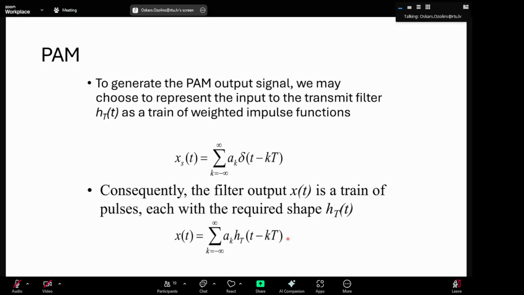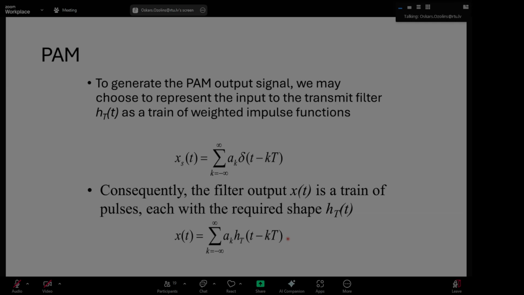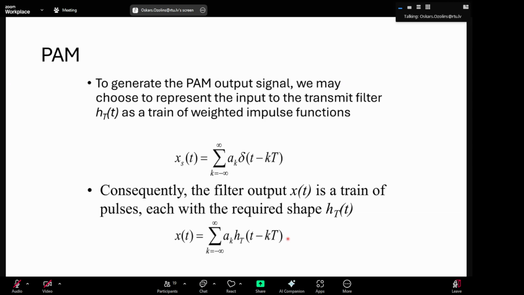More in the lecture. So to generate this output signal, we can choose what type of transmitter filter or pulse shape to use. It is combined from a weighted impulse function. So eventually each of these pulses, each of these filters, has its own required shape.